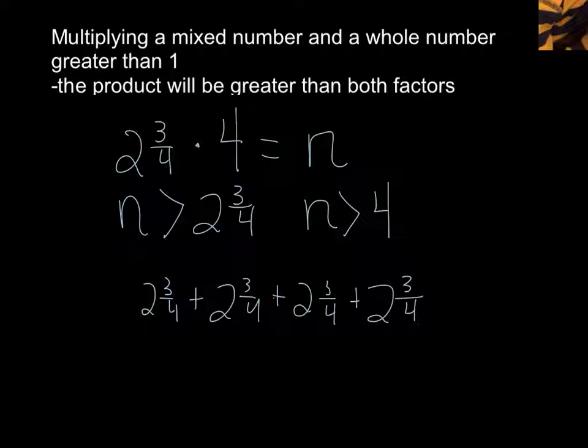And even if we reverse and use the commutative property, it's also the same as 4 being repeated 2 times and then 3/4 more. So it's finding 4 times 2 and 3/4 also. And that would be greater than 4.